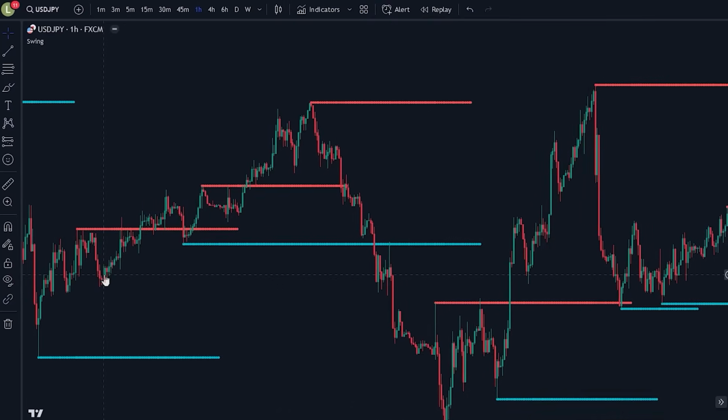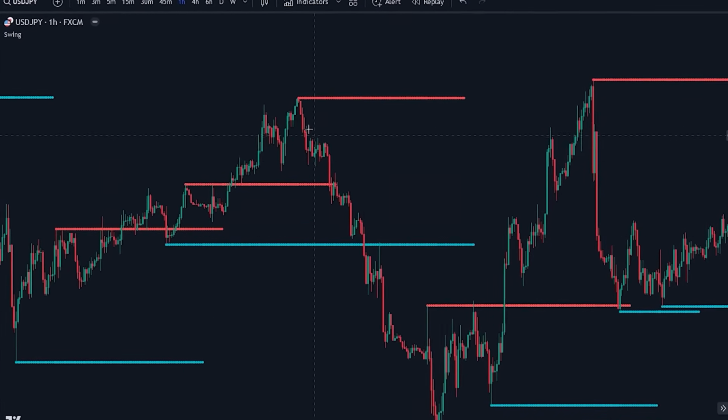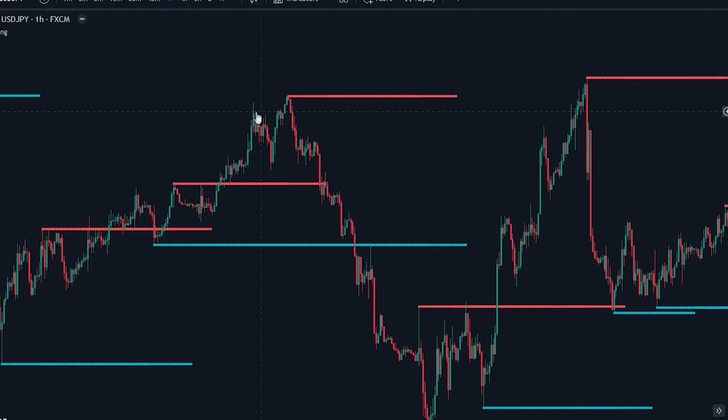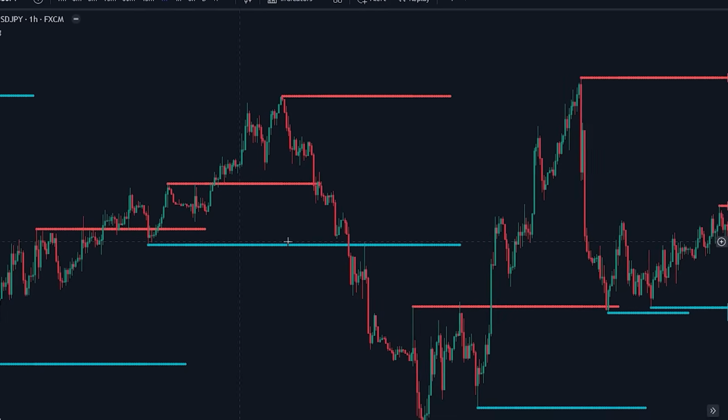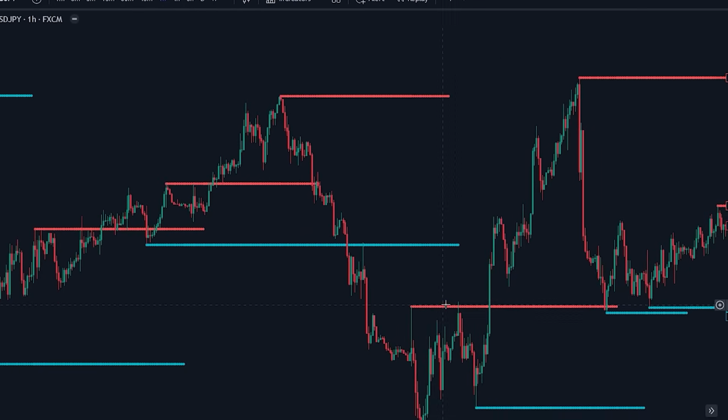Now let's take a look at how the indicator can be used. The indicator looks at previous price action to determine which levels will have significant amounts of buying or selling pressure, which will cause for consolidations or reversals to occur.